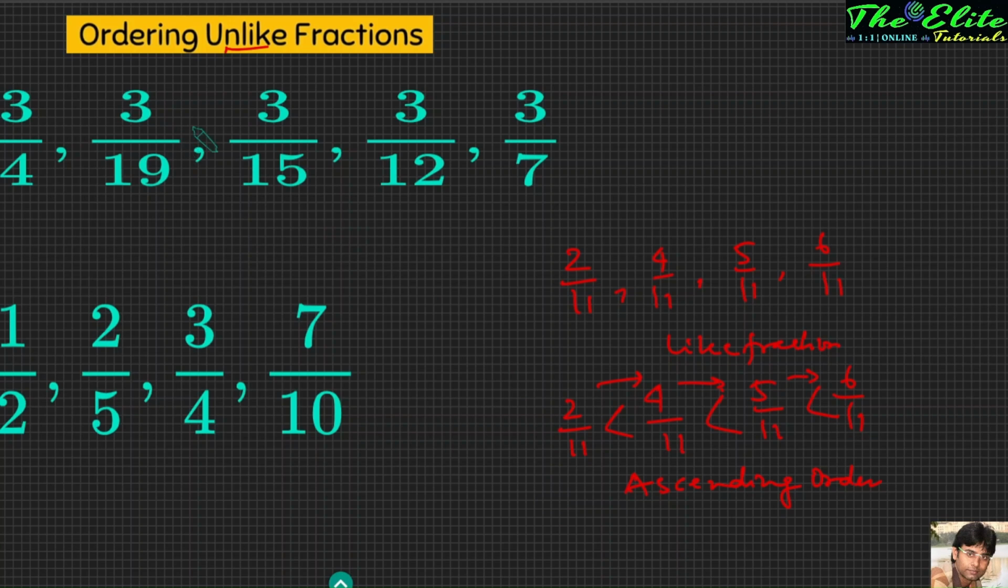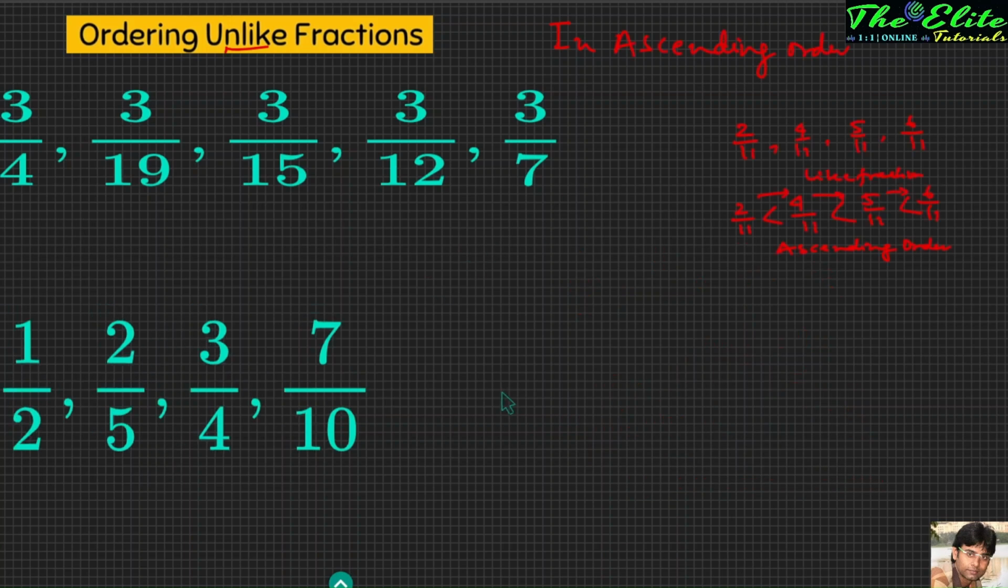Okay, so ordering unlike fractions, if I give you, write it in ascending order, then how do you write? Because these fractions are not like fractions, they are unlike fractions. So how do we write? There are numbers 3 over 4, 3 over 19, 3 over 15, 3 over 12, and 3 over 7. Let's start with this one where it is 2, 5, 4, and 10. It is easier than that. Do you think that? No.